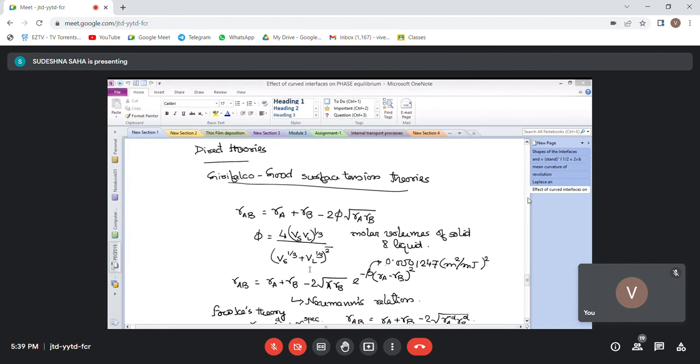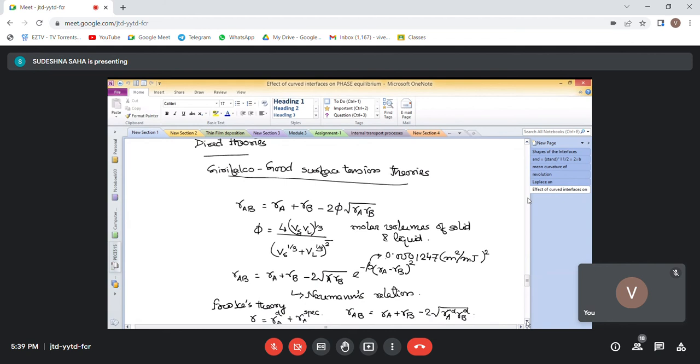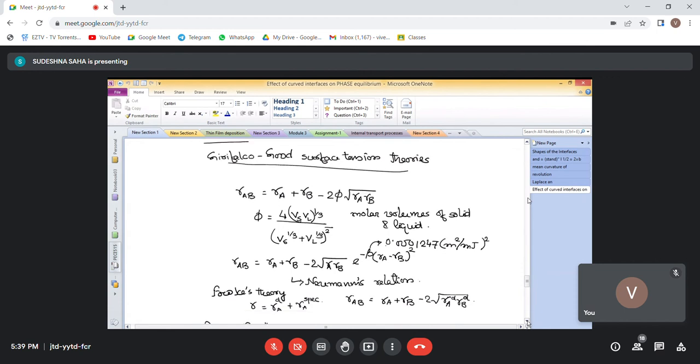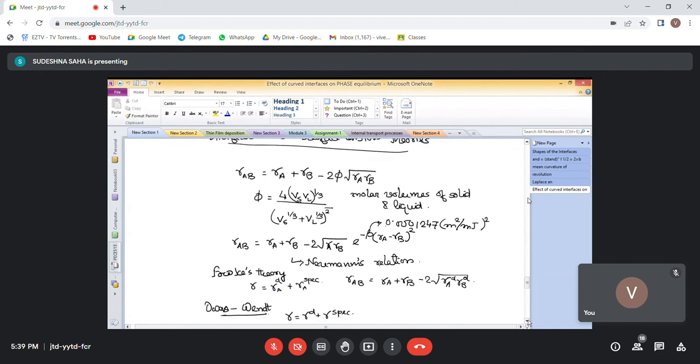And you can actually calculate the gamma AB, or interfacial tension between two surfaces, by using the Good-Girifalco equation. I'm not going into much detail due to time constraints at the moment. I'm just showing you the equations so that you can use them for your calculation purposes.